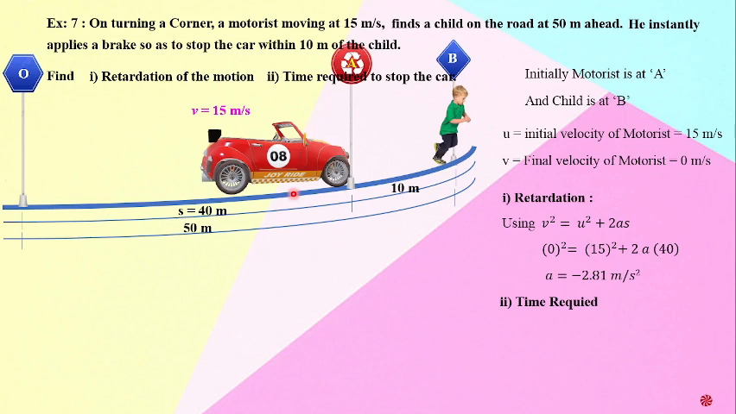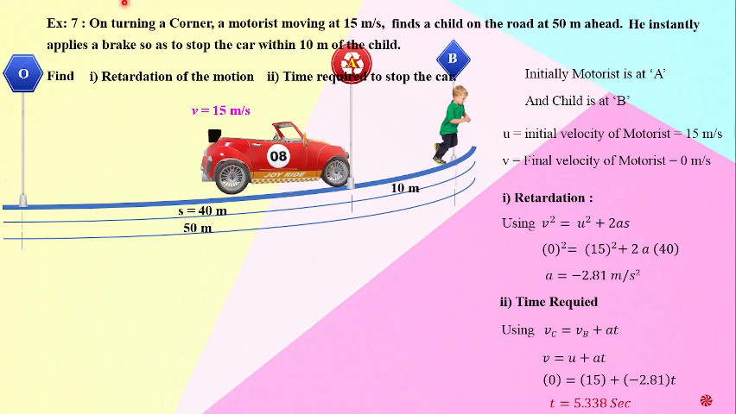Now the second thing required is the time required to stop the car. We know v is equal to u plus at. Finally the car has to come to rest, so v is equal to 0. The initial velocity is given as 15 meter per second and the acceleration is found as minus 2.81. So we can find the value of t. So t is equal to 5.338 seconds.